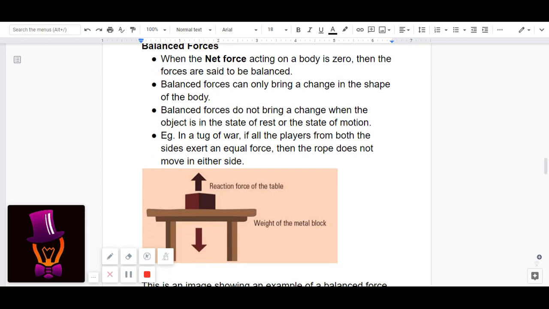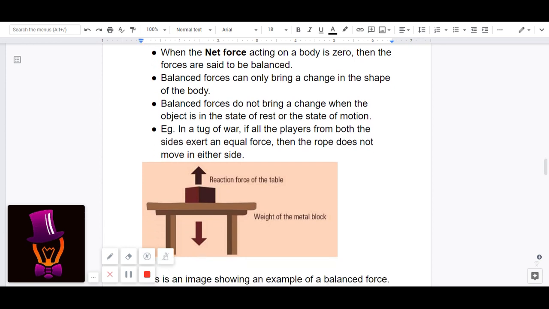Because the forces are balanced, the net force is zero. When net force is zero, acceleration is also zero. When acceleration is zero, the movement is also zero. Not really, because when acceleration is zero, it can also be in uniform velocity. But in a tug of war, the rope is static, it's stationary, so the movement is also zero.